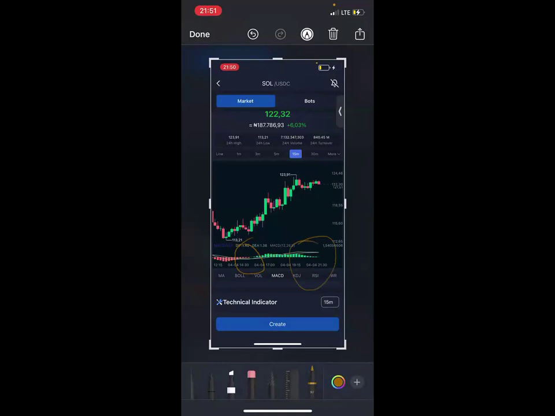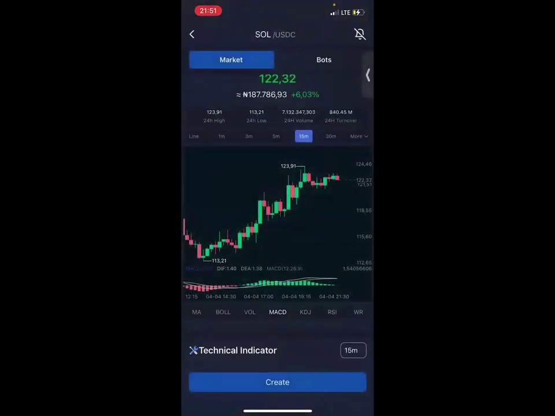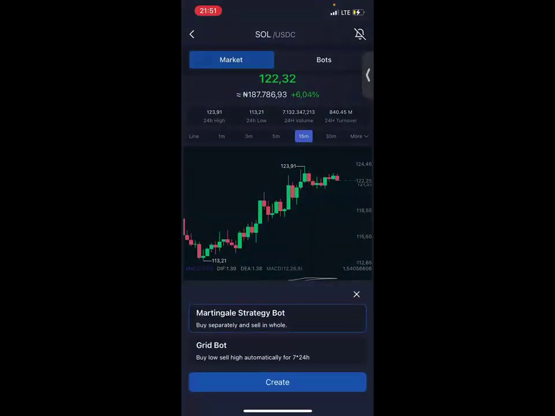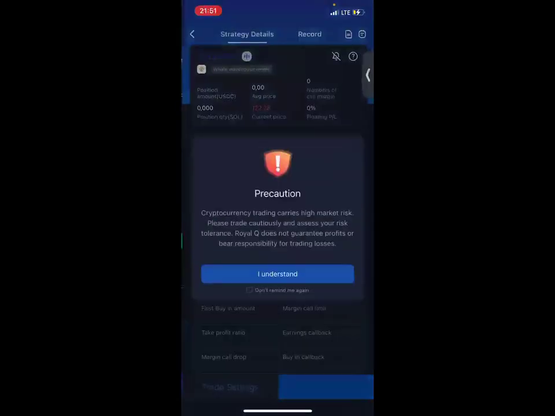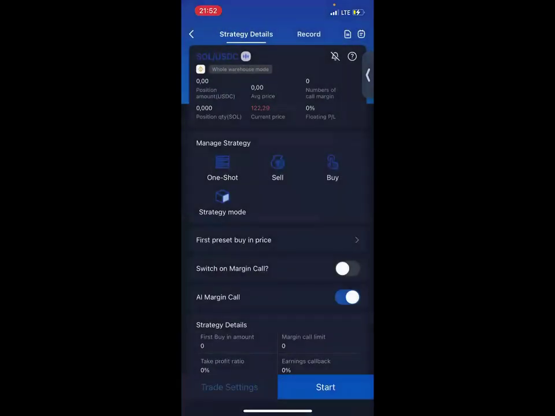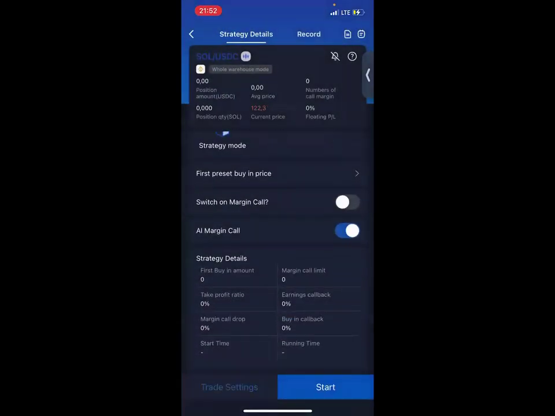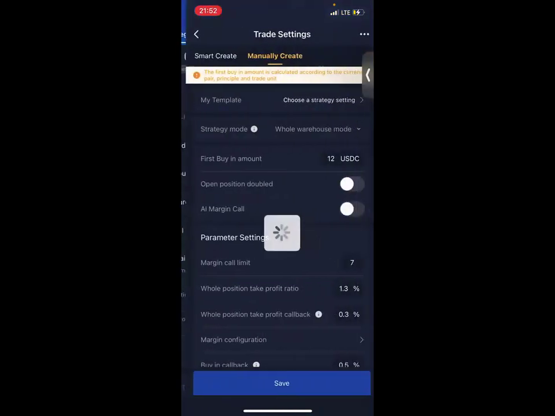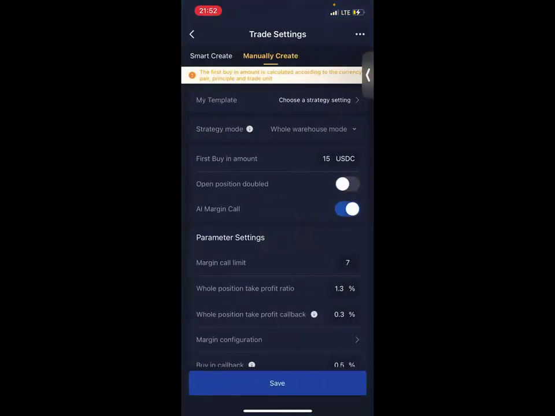So now let's go into the settings, so we can see how to actually use the MACD. Then we click on the MACD strategy. Don't remind me again, I understand. Then we choose a strategy. If you have a strategy set, you choose a strategy. You can as well use these default settings.